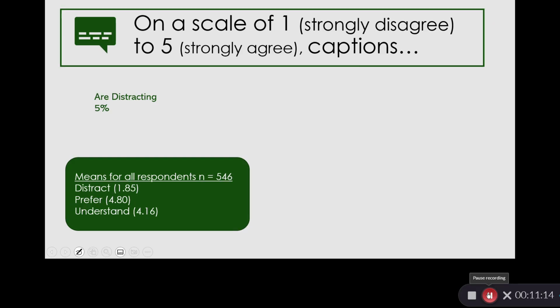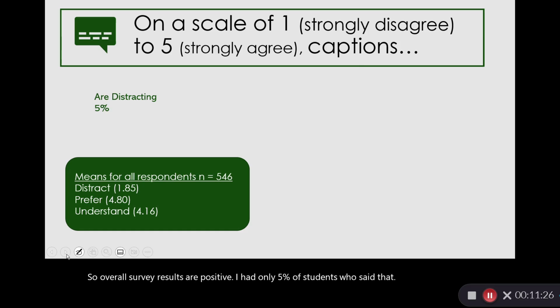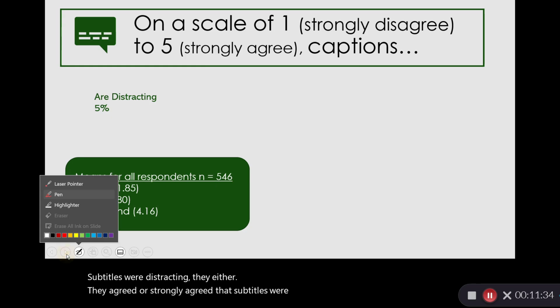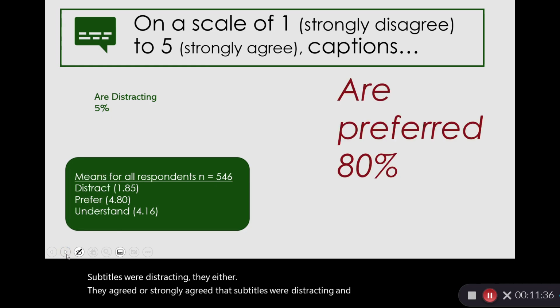Okay, so overall, survey results are positive. I had only 5% of students who said that subtitles were distracting. They agreed or strongly agreed that subtitles were distracting. And then we had 80% who said that.